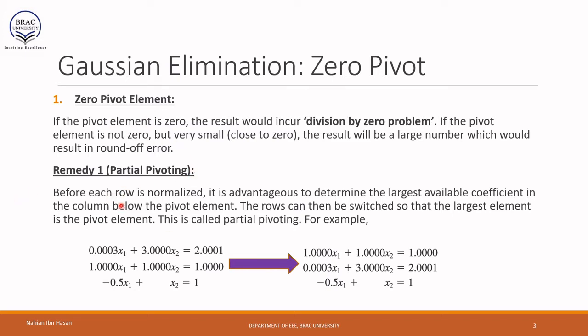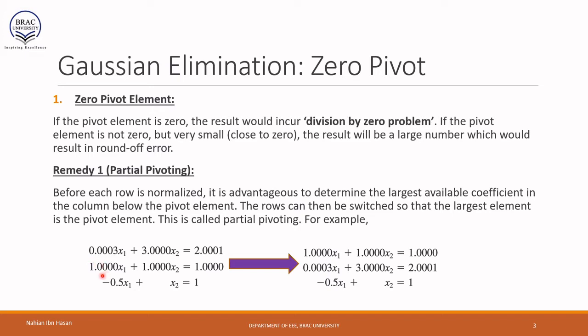Okay, so how are we going to circumvent this? For example, let's say we have this system of equations. There are three equations, and if you start the naive Gaussian elimination approach, the first pivot coefficient will be 0.0003. This is a very small value. This is one example of the zero pivot element or small pivot element. Although the pivot coefficient is not zero, it is very small, so dividing by this value will result in a large number. So how are we going to circumvent this?